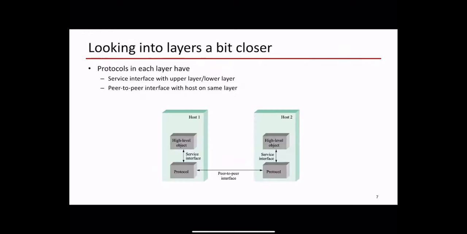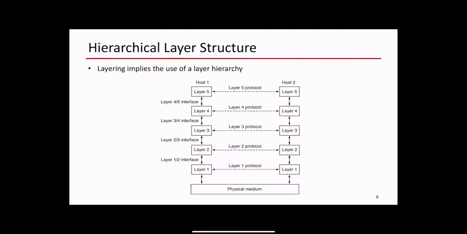Okay, so let's look into layers a bit closer. There is a protocol in each layer. There is a service interface up and down, and a peer-to-peer interface between hosts on the same layer, so the corresponding one. Okay? So the hierarchy of the network structure: layering implies the use of a layer hierarchy. Let's say I have 5 layers. Layer 1 corresponds to layer 1. I should have a layer 1 protocol. What is a protocol?